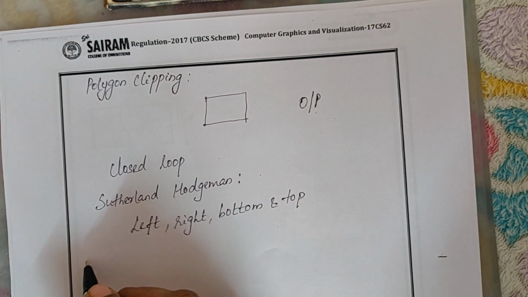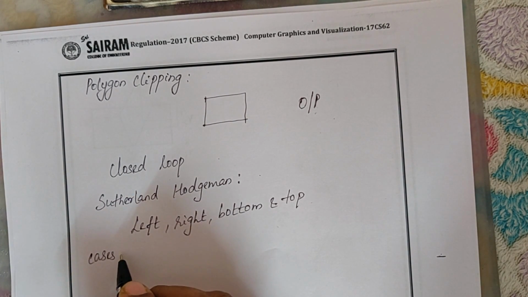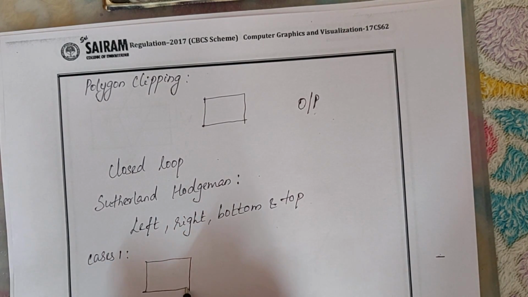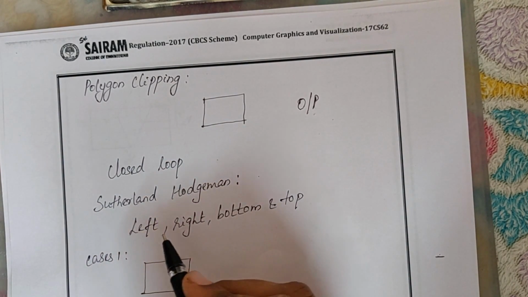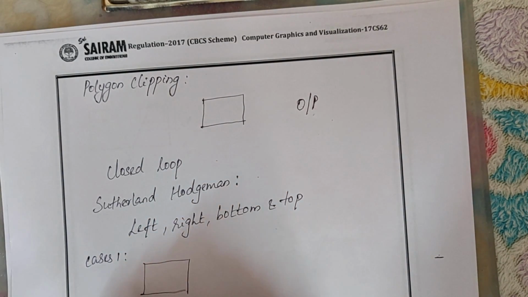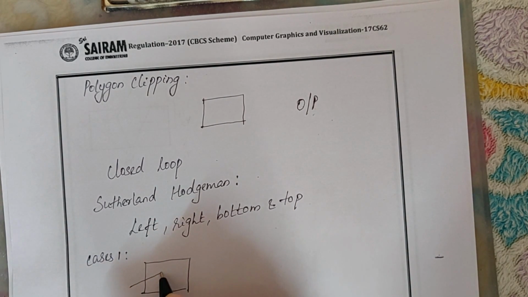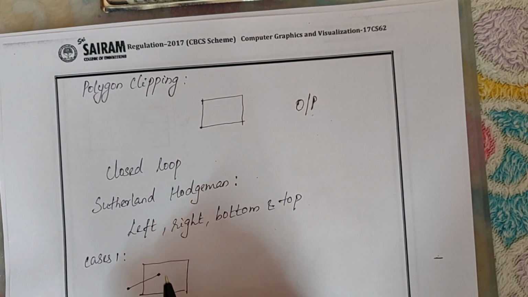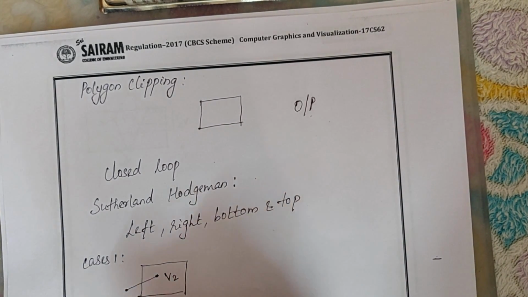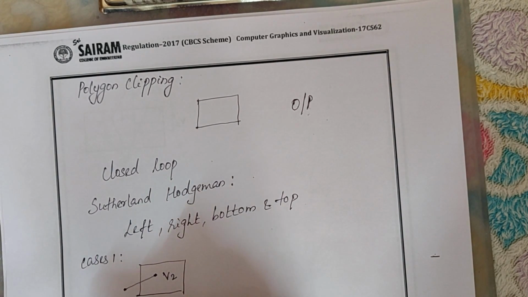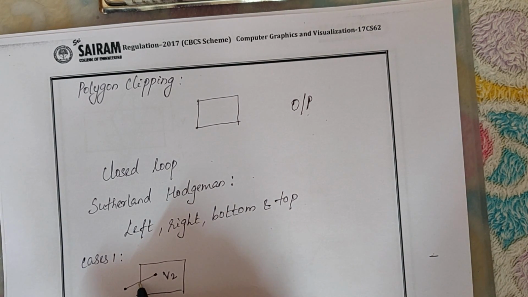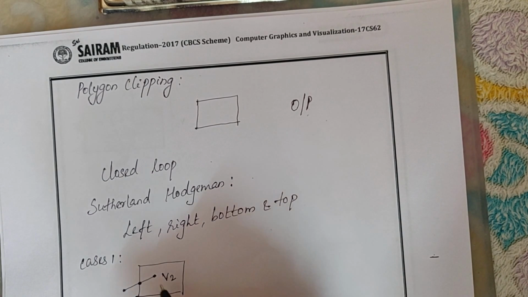And in this algorithm we have four cases. Case 1, right, this is my clipping window. As I said, this algorithm sends a pair of vertices through a series of clippers. So I have a pair of vertices, and the starting vertex is outside the clipping window and the ending vertex is inside the clipping window. In this case, my output list of vertices will have the intersection point and the end point.